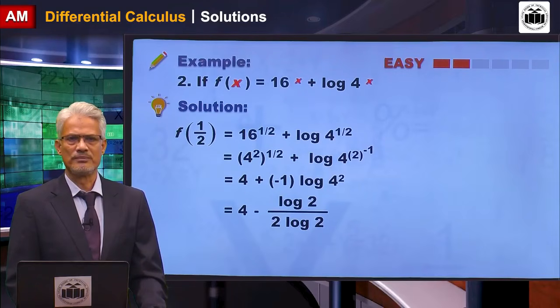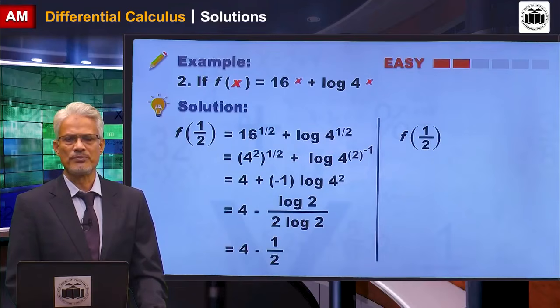And we know the exponent comes as a multiple. That's why it is equal to 4 plus minus 1 log 2 to the base 4. By using the change of base formula, it is equal to 4 minus log 2 upon log 4, and log 4 is equal to 2 log 2. Log 2 and log 2 get cancelled. Now it is equal to 4 minus 1 upon 2, which is equal to 7 upon 2. That's why we got f(1/2) is equal to 7 upon 2. This is your answer.